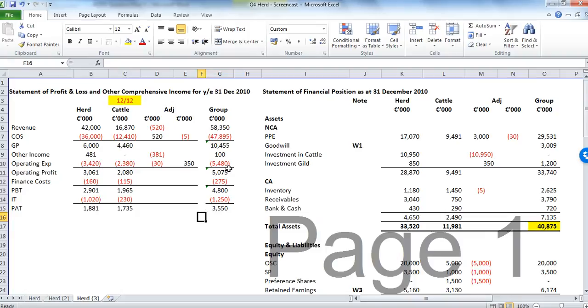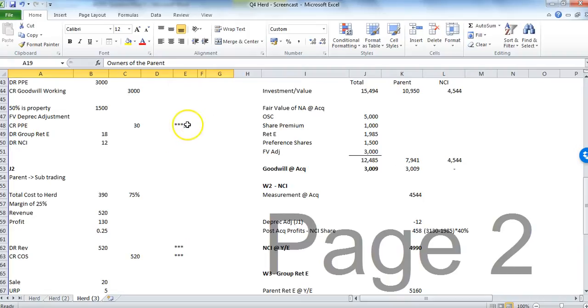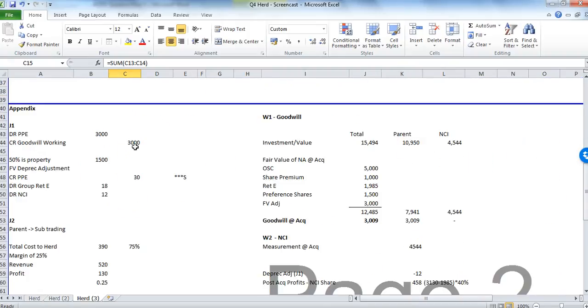But where students lose a lot of marks is they actually forget now that they have to put in the attributable to, and you split between owners of the parent and the NCI. So you need to split that profit 3550 between, is that going to the NCI or is it going to the parent? And this is where the S comes involved, because you have to look at profit for the subsidiary for the year was 1735. It's not as simple as multiplying that by 40%, because you need to say, well, is there any other adjustment to sub profit for the year?